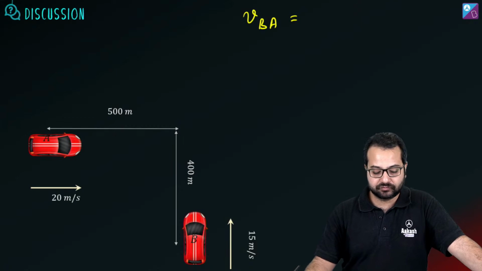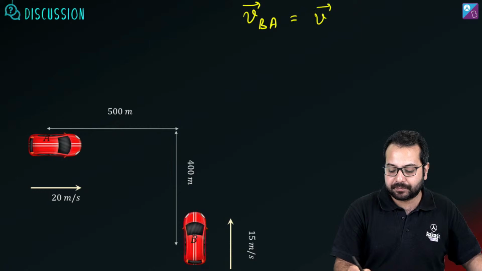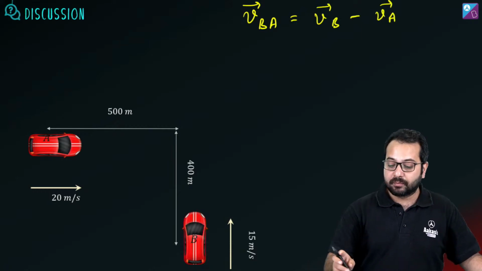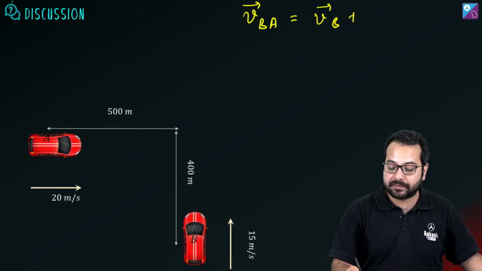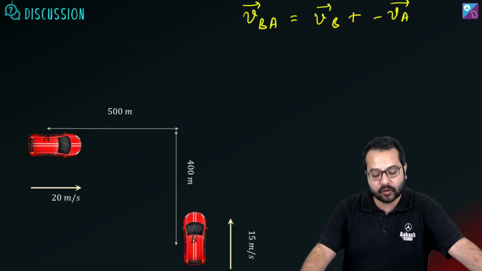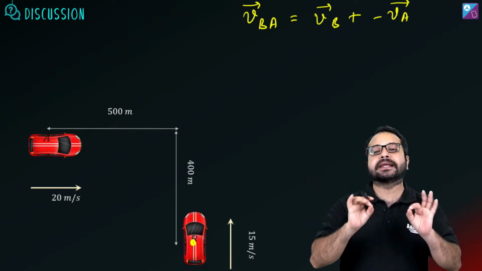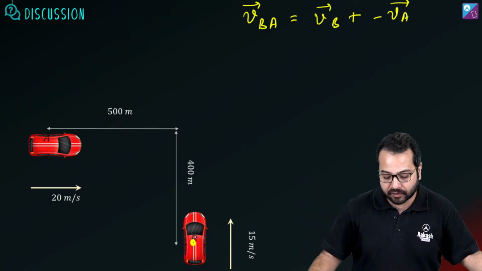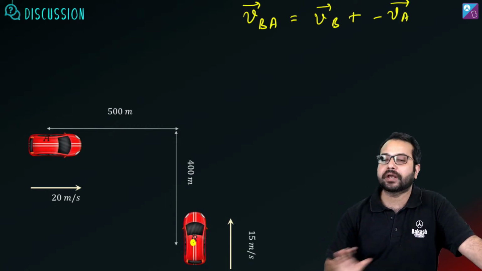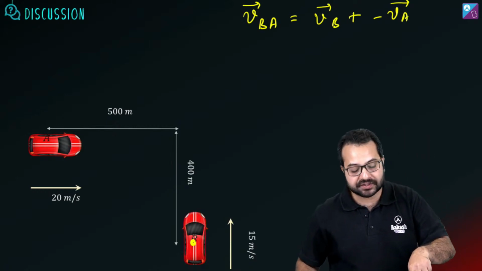So if I'm observing car B from the frame of A, I can say that velocity BA is equal to velocity of B minus velocity of A. But I can also write it as velocity of B plus negative of velocity of A. Is that correct? Now you are in car B, observing everything from car B, so your own velocity will not be seen. You cannot see your own velocity.